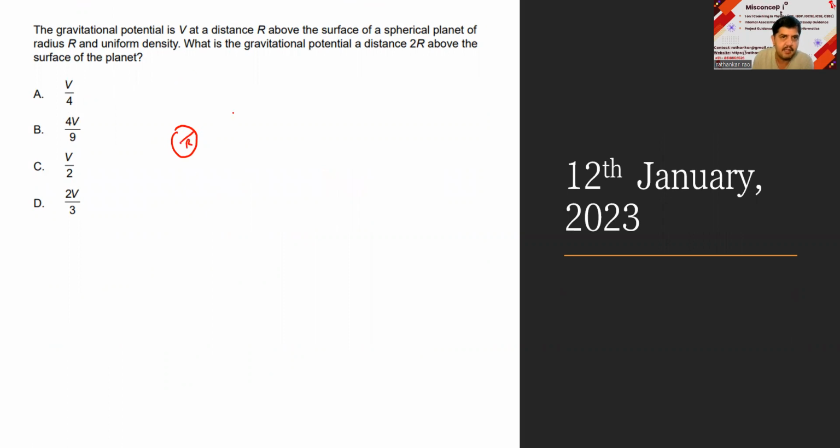With uniform density, at a distance r. Which means once again, at a distance r, this is the point P. At this point, the potential is V. What is the gravitational potential at a distance 2r from the surface of the planet?